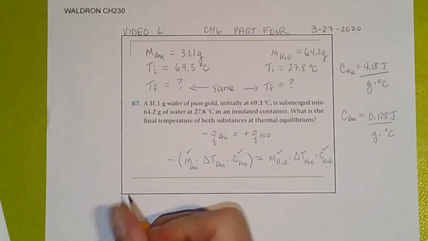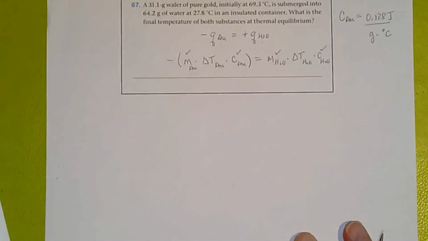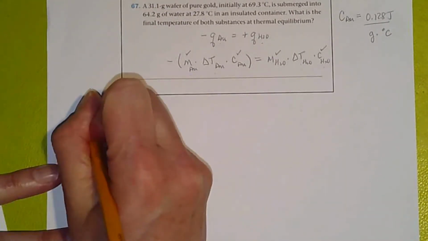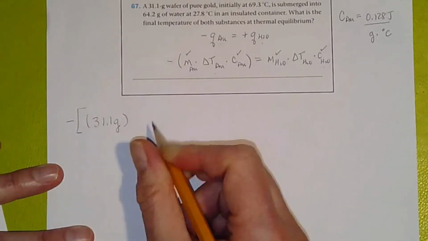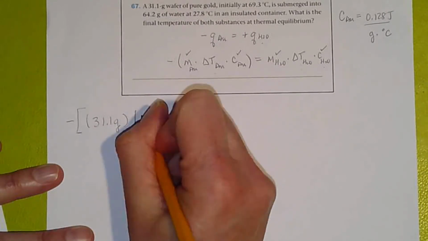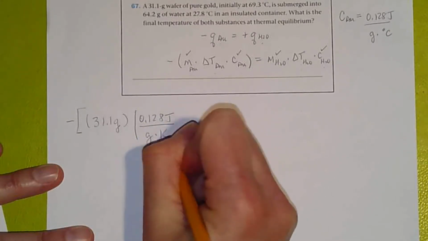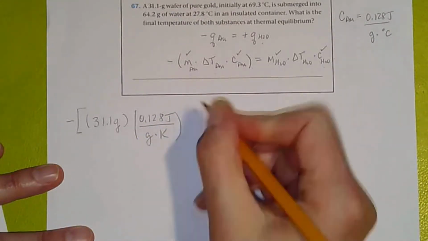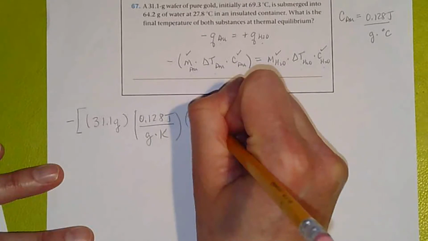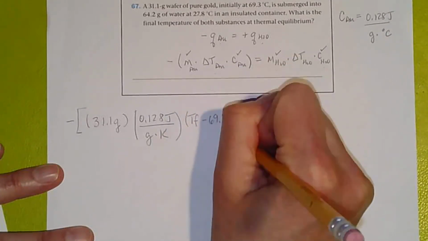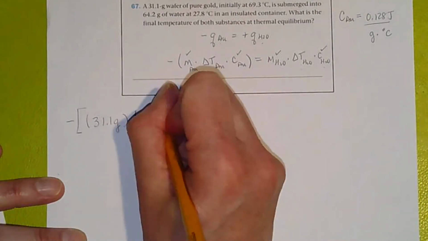On the negative side, we're going to have the mass of the gold times the heat capacity of the gold, and this is something that you have to look up in order to do the question. Of course, you'll be given this on a quiz or an exam. And then delta T is final minus initial. So that is our negative Q term, and this all refers to the gold.